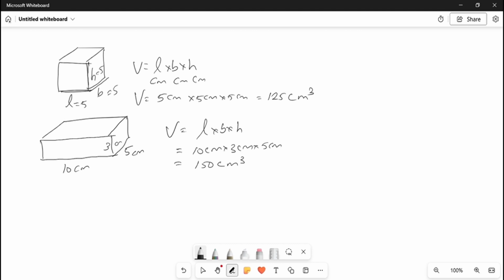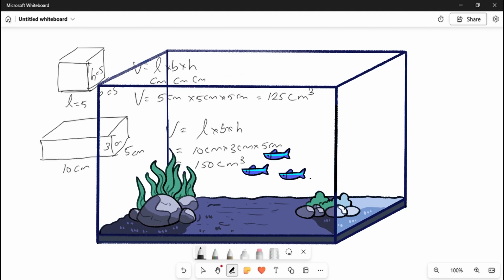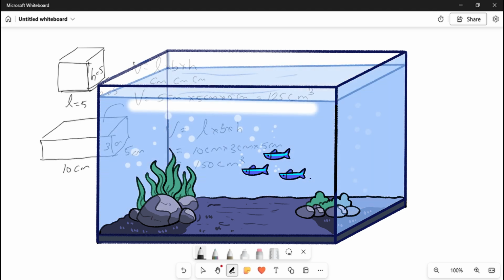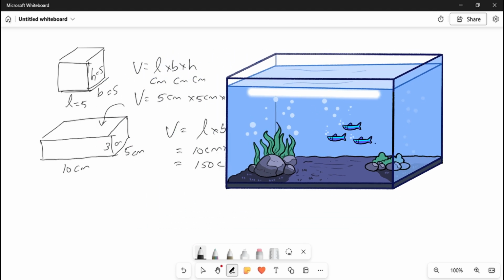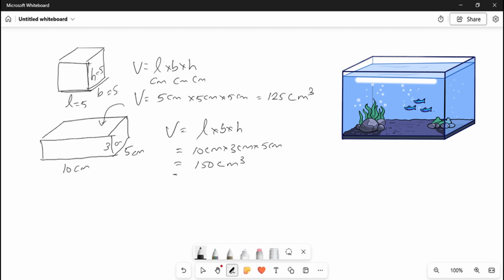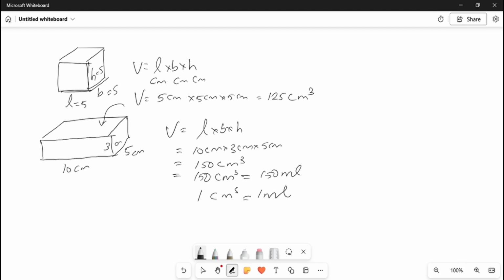Now, this is a solid item. Suppose it is a fish tank or something like that, a small glass box or any kind of container, you can put water into this. So, the volume of water in the tank is also 150 centimeter cube, or you can say 150 milliliter, because 1 centimeter cube is 1 milliliter. Understand this. Centimeter cube and milliliter, the capacity is the same. Only the name is different.